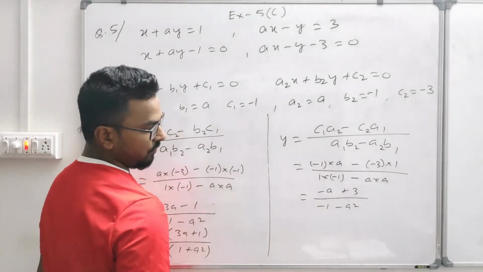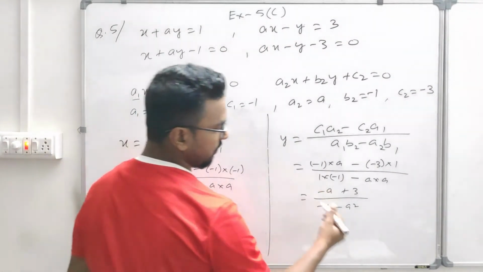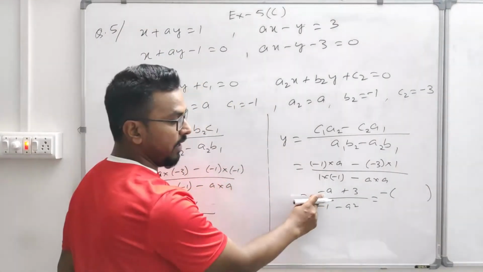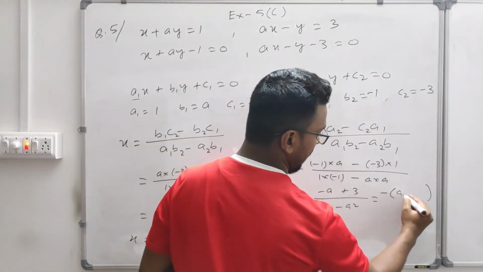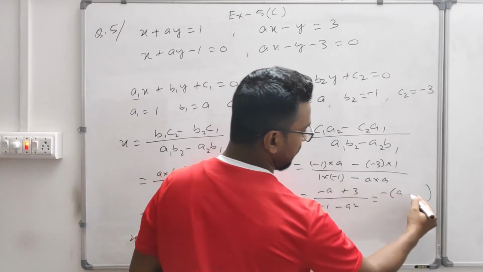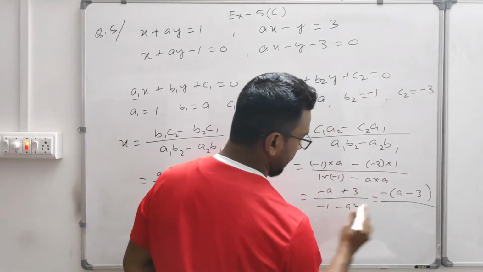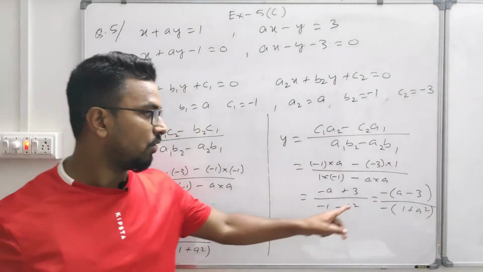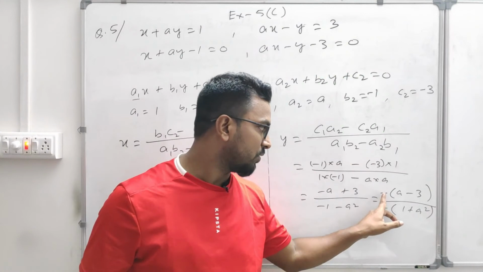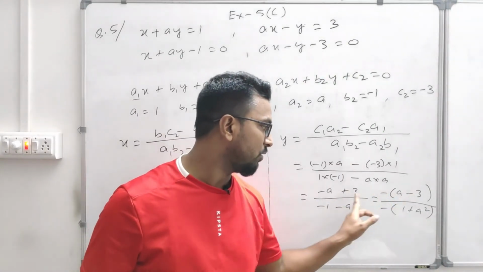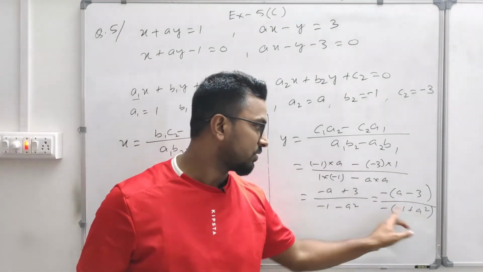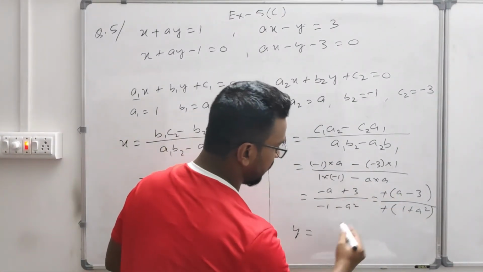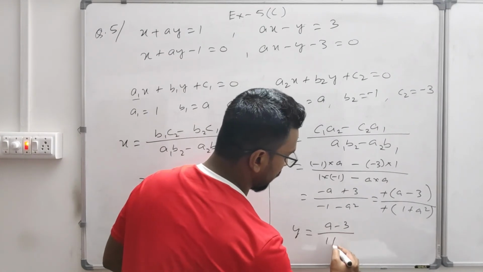Okay, so if you take minus as common, what you will get the value here? If you take the minus out, this minus a will become plus a, and plus will become minus 3. Okay, and here if you take out the minus you will get 1 plus a square. Now you see, if you multiply this bracket with minus, minus plus will become minus, minus minus will become plus. Similarly in this case also it will be same. So minus minus you can cancel, so the value of y will become a minus 3 by 1 plus a square.